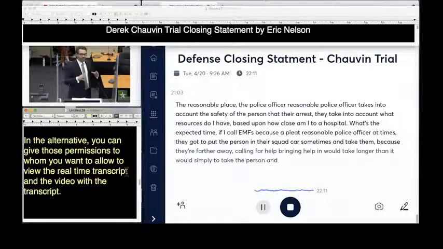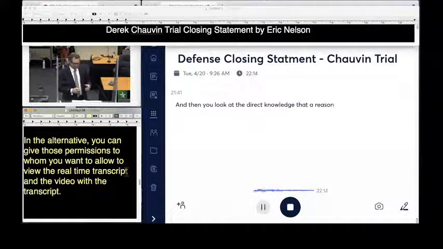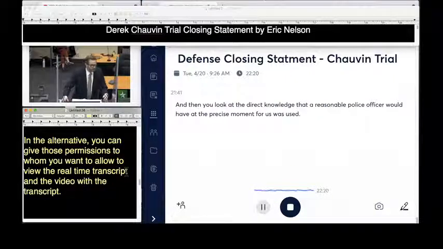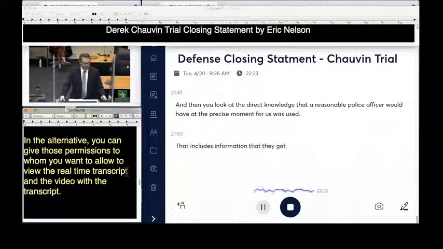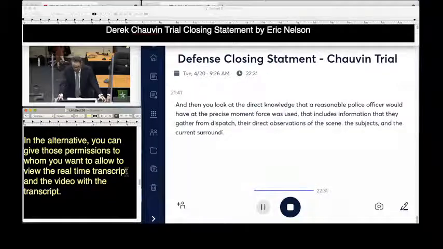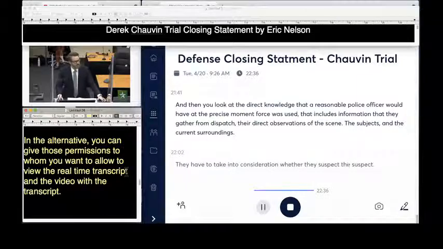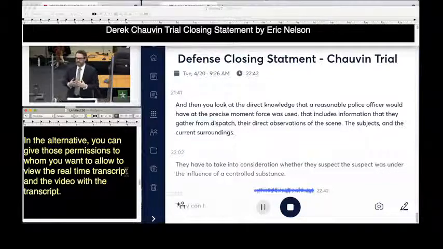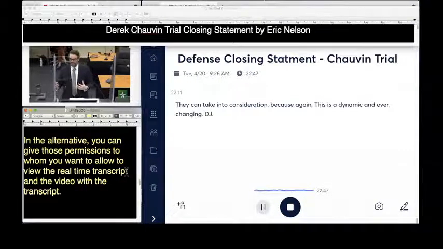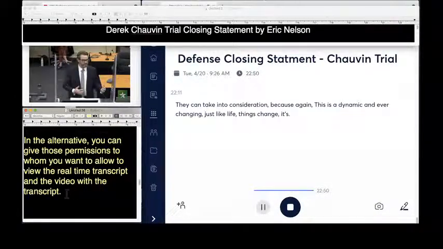And then you look at the direct knowledge that a reasonable police officer would have at the precise moment force was used. That includes information that they gather from dispatch, their direct observations of the scene, the subjects, and the current surroundings. They have to take into consideration whether the suspect was under the influence of a controlled substance. They can take into consideration, because again, this is a dynamic and ever-changing situation, just like life. Things change. It's fluid.